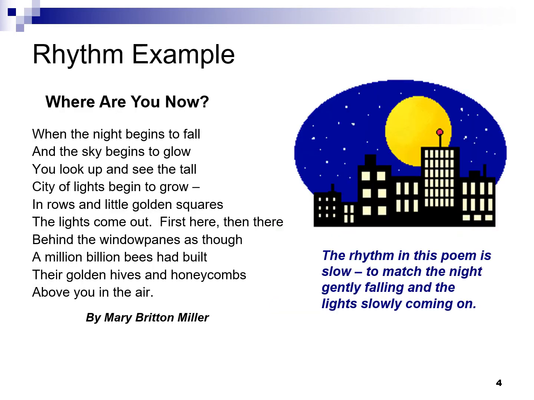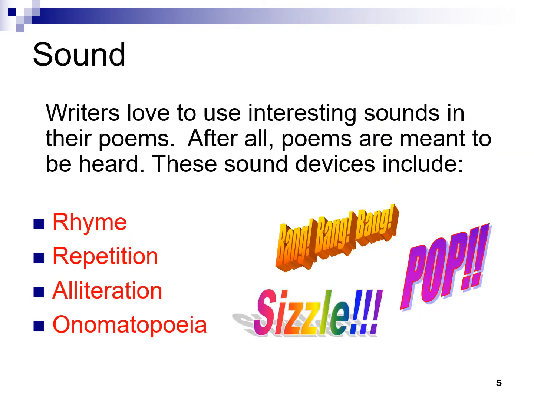Okay? And then the next poem, Where Are You Now by Mary Britton Miller. If you read this, you can notice that the rhythm is slow. This is to match the night gently falling and the light slowly coming on, which is, of course, the subject of the poem. So when the night begins to fall and the sky begins to glow, you look up and see the tall city of lights begin to grow. So the rhythm is obviously slow.